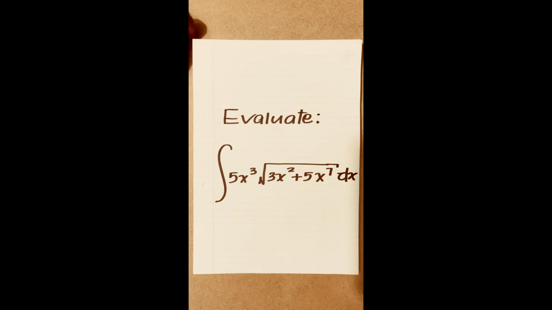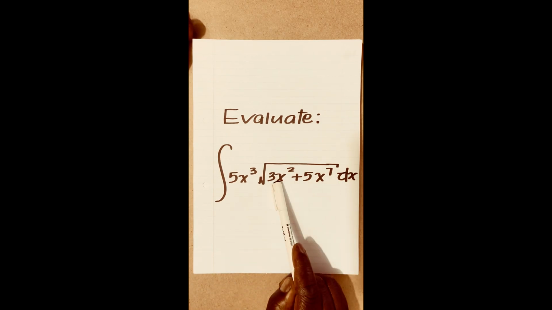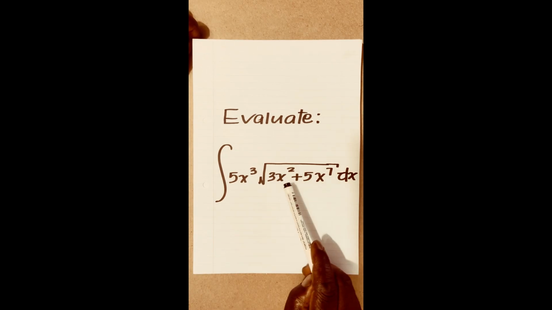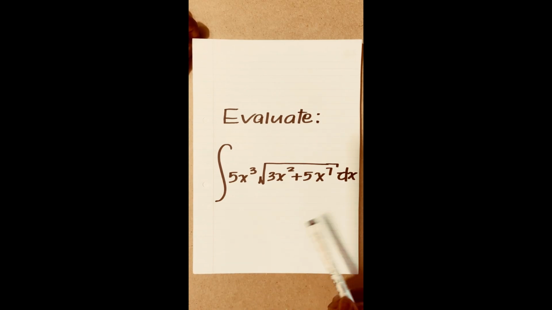I am still looking at integration, and in this video I have this integral to look at. It's the integral of 5x cubed times the square root of 3x squared plus 5x to the power 7 dx. Now how do we approach this? Well, if we look at this expression here, we differentiate it, it doesn't give us that expression outside there. That means we need to do something else.